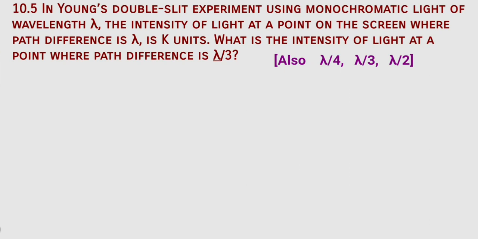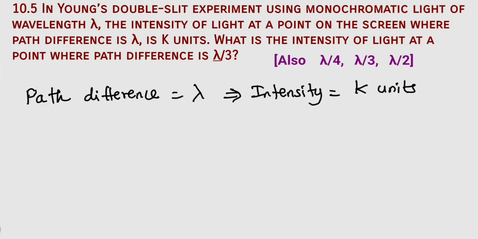Let me read the problem. So it's a Young's double slit experiment, monochromatic light. So the intensity of light at a point on the screen, when the path difference is lambda, that intensity is k units. See, it is given in the problem, when the path difference is lambda, whatever the intensity you get, that you have to assume as k.